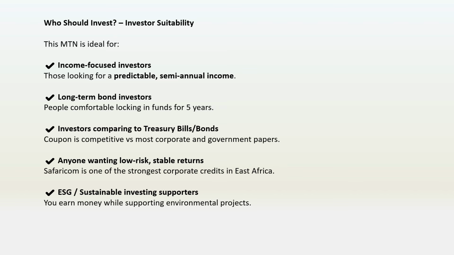So who then should be investing? One, it's ideal for income focused investors, those who are looking for predictable semi-annual income. Every 6 months, you want to be receiving some money, because they have your money, say 50,000, so they are paying you that interest without you selling the bond. Long-term bond investors, those people who are comfortable locking funds for 5 years. If you are comfortable locking those funds for 5 years, but you receive semi-annual income, then this is a bond for you.